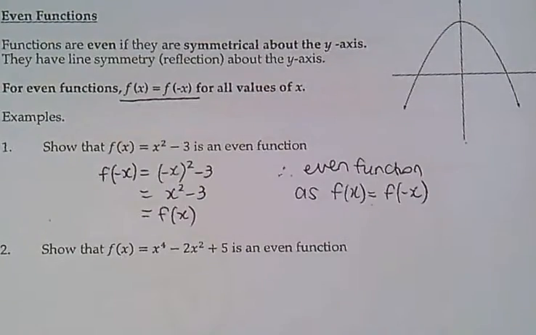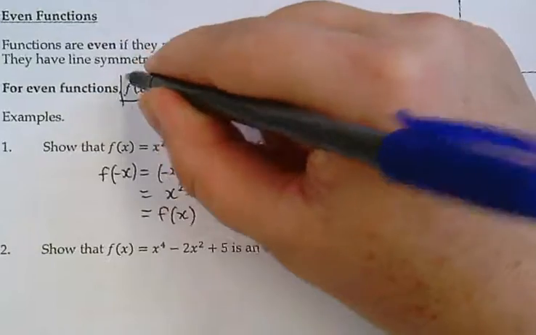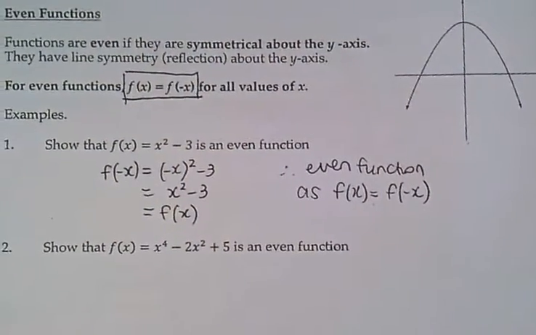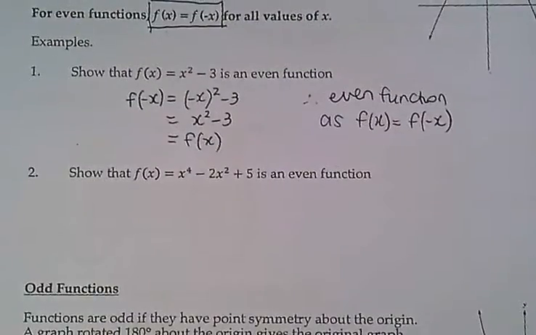So to prove that something's an even function, you need to show, that's the rule, that the function of x is equal to the function of negative x. Okay, let's look at the next one.